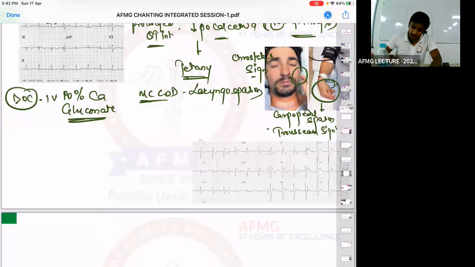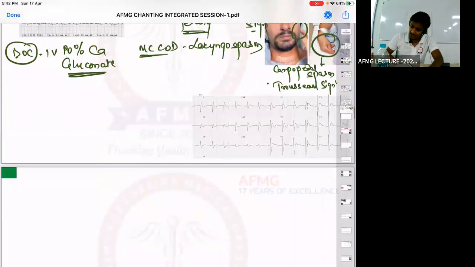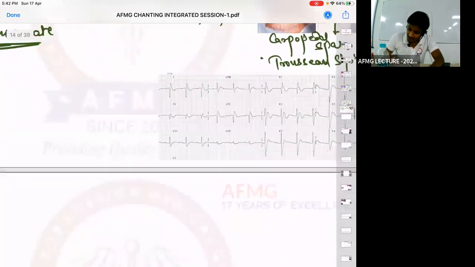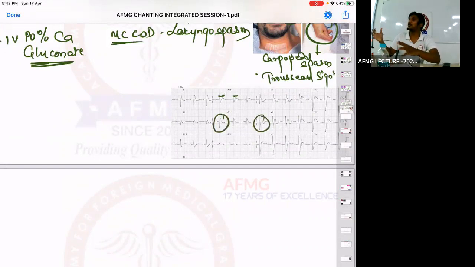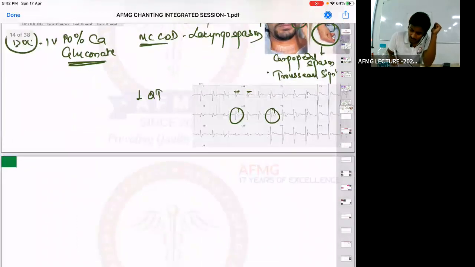ठीक है, no issue. Next, इसमें क्या दिख रहा है हमें? Here we can find a small QT interval, right? Rather the T wave is overriding onto the QRS complex. A small QT interval is seen, and the T wave is almost overriding onto the QRS complex. This kind of feature where we have QT shortening is a feature of hypercalcemia.